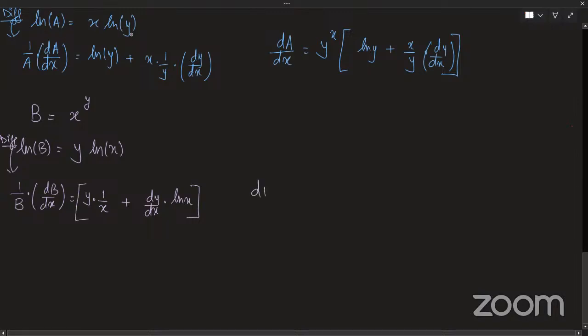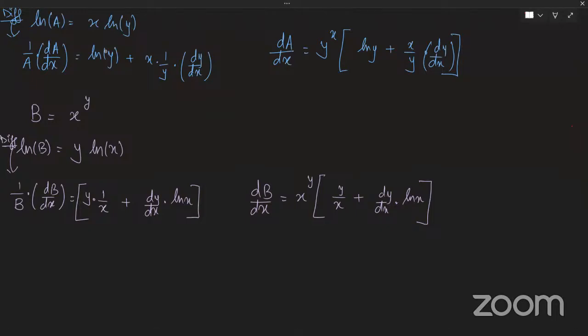So my value of dB by dx, I'll just take this B this side, will be x raised to y into y by x plus dy by dx into ln x. Right?